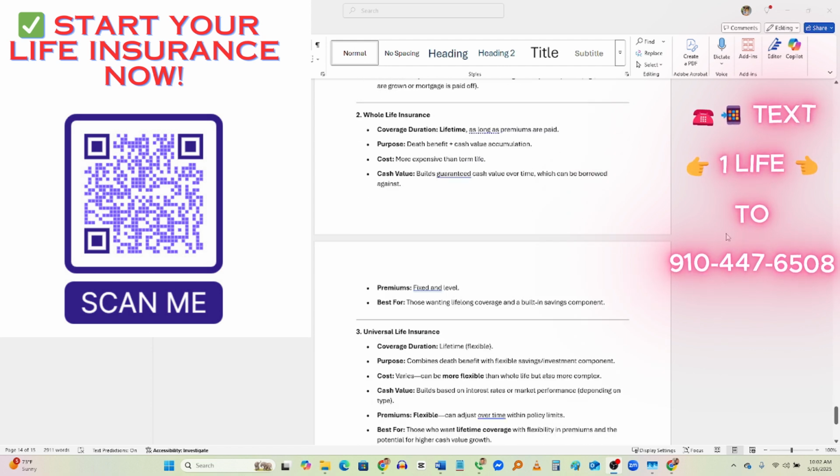Premium: fixed and level. What does that mean? It means if you start out your policy with $100, say if you get your policy in your 20s, which is the best time to start. Actually, I think life insurance should be started a lot younger than that because you can lock in your low rate when you're healthy and young.